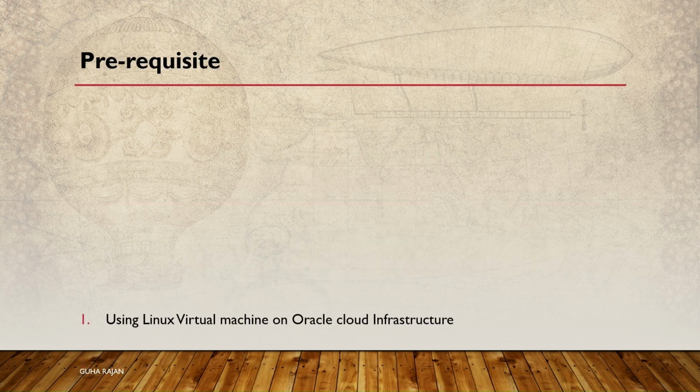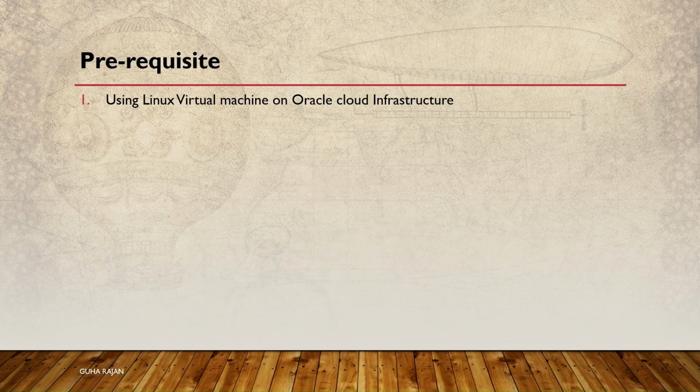So if you look at the prerequisites, the first one is I'm using a Linux virtual machine on my Oracle Cloud Infrastructure free tier. That is point number one. As I said, you can use a Windows machine, no issues. But in my opinion, I would avoid the Windows machine as far as possible, because as you install more and more software on your Windows machine, it tends to slow down, as I said. So I've been using the Linux virtual machine.